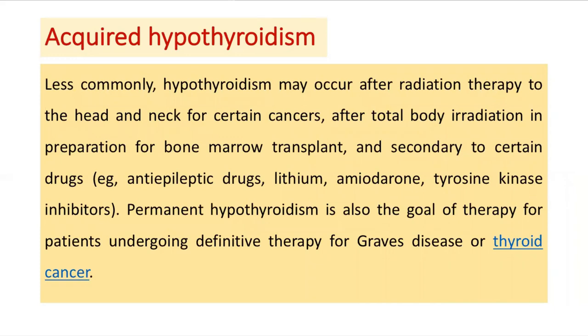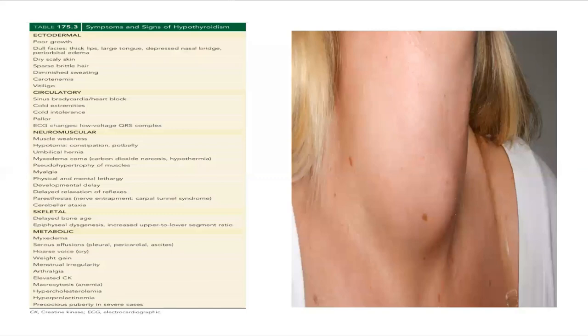ممكن الاكوايرد hypothyroidism يكون سببه برضو radiation therapy to the head and neck in certain cancers و secondary to certain drugs such as amiodarone. وممكن يكون سببه surgery done in case before يعني for Graves' disease, for thyrotoxicosis or thyroid cancer يعني after thyroidectomy. فده symptoms with signs of hypothyroidism.